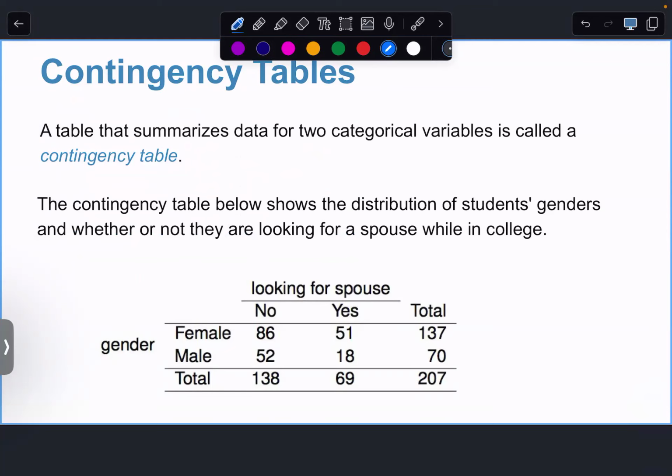And so a contingency table, we're just jumping right into it, is for two categorical variables. And so we might have the gender and whether they're looking for a spouse, yes or no. Relatively basic table here, but our job will be to read this table and pull out the appropriate numbers.